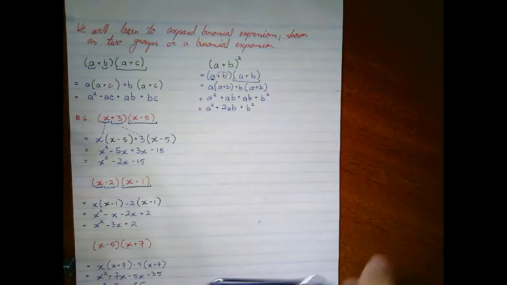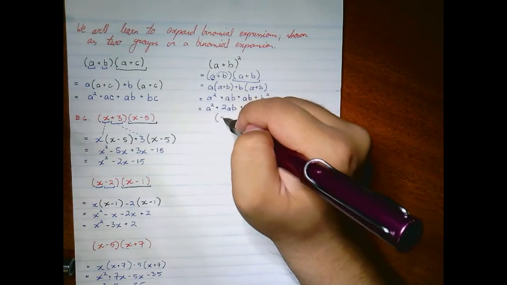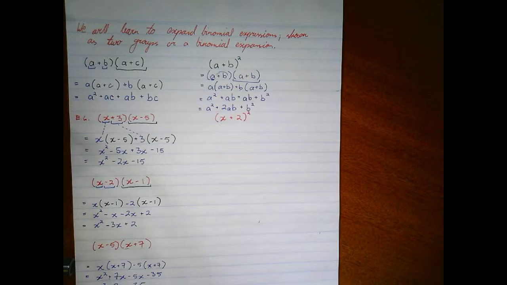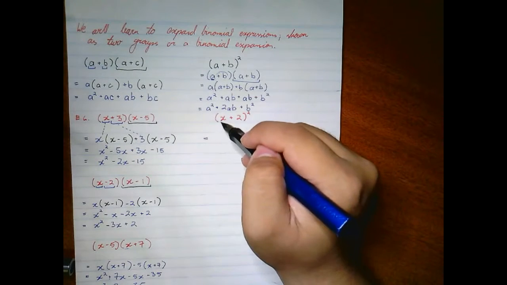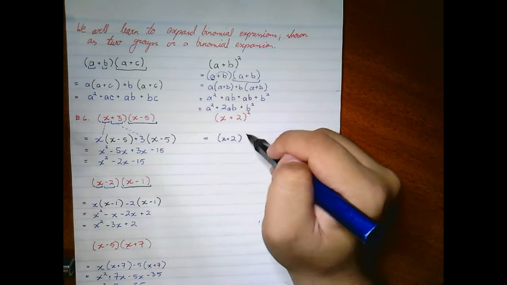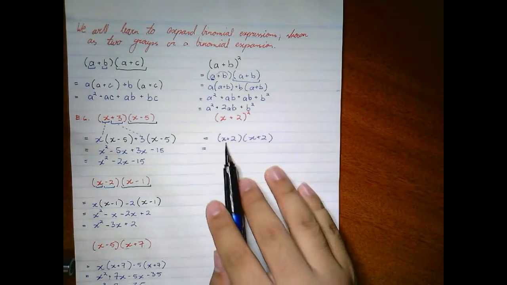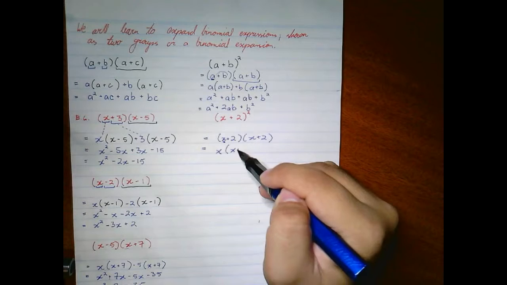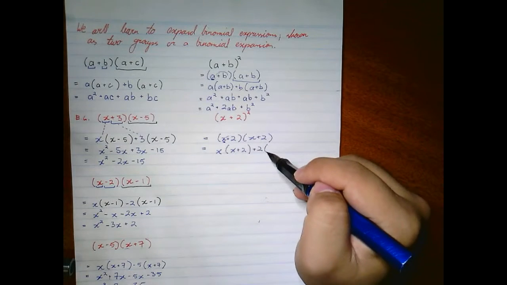Okay, so let's take a few examples of that. So now let's say if we have for example x plus 2 squared. Well, that's actually x plus 2, x plus 2, which is actually x, plus 2, the group, plus 2 times the group again.